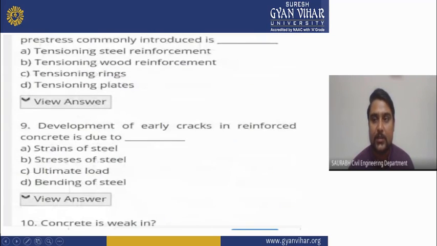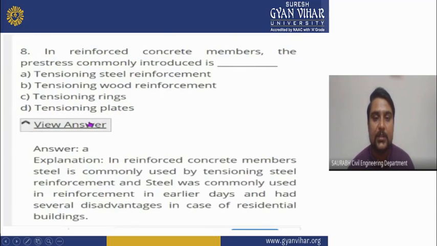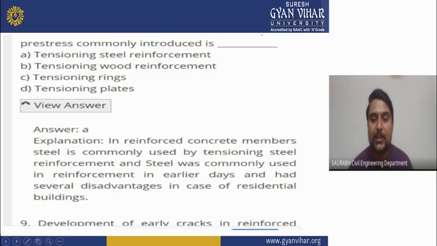Come to the next question. Next question is number eight. In a reinforced concrete member, the pre-stress commonly introduced is tensioning steel reinforcement, tensioning wood reinforcement, tensioning rings, and tensioning plates. Here, the right answer will be tensioning steel reinforcement, known as pre-stress of concrete, and in a reinforced concrete member, steel is commonly used by tensioning the steel reinforcement. Steel was used in reinforcement in the earlier days and had several disadvantages in the case of residential buildings.